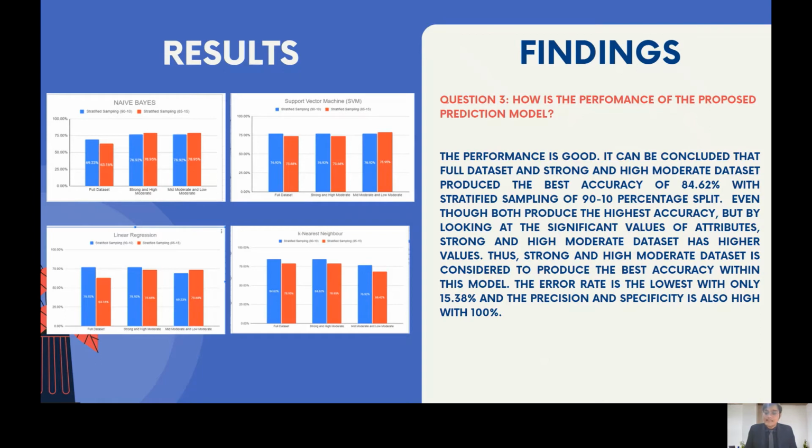Even though both produce the highest accuracy, by looking at the significant values of attributes, the strong and high moderate data sets have higher values. Thus, the strong and high moderate data set is considered to produce the best accuracy within this model. The error rate of this model as well is the lowest with only 15.38%, and specificity is also high with 100%.